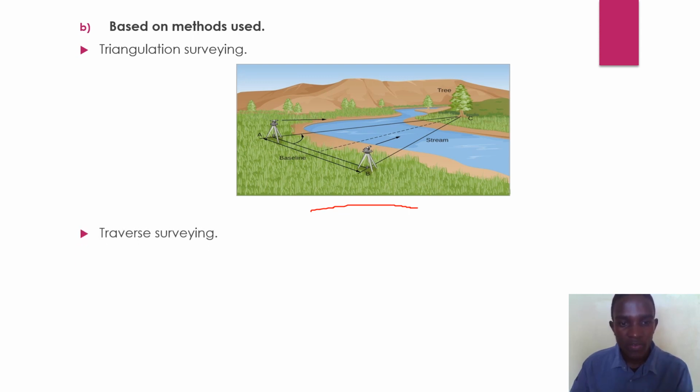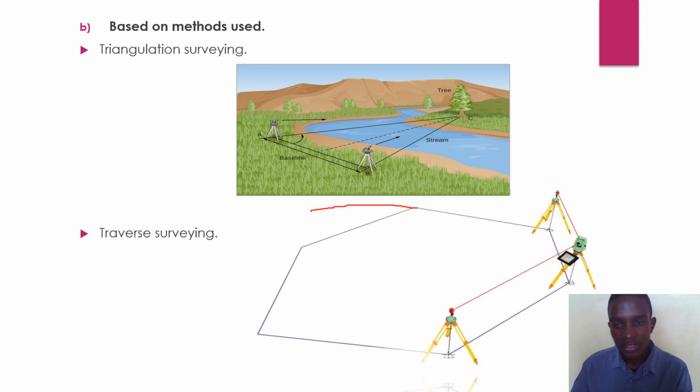We also have traverse surveying. This is surveying where a surveyor takes levels along a path that can be a line, a curve, any shape, and it can be closed or open. We'll deal with the details as we move on.